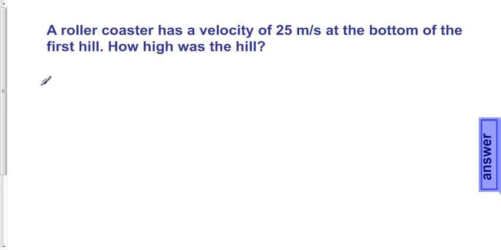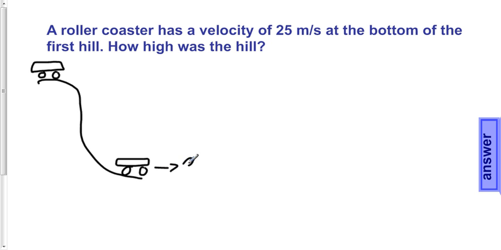In this problem, we have a roller coaster cart that begins at the top of a hill, then rolls down to the bottom of the hill, gaining a velocity of 25 meters per second. This problem asks for us to find how high the hill is using the given information.